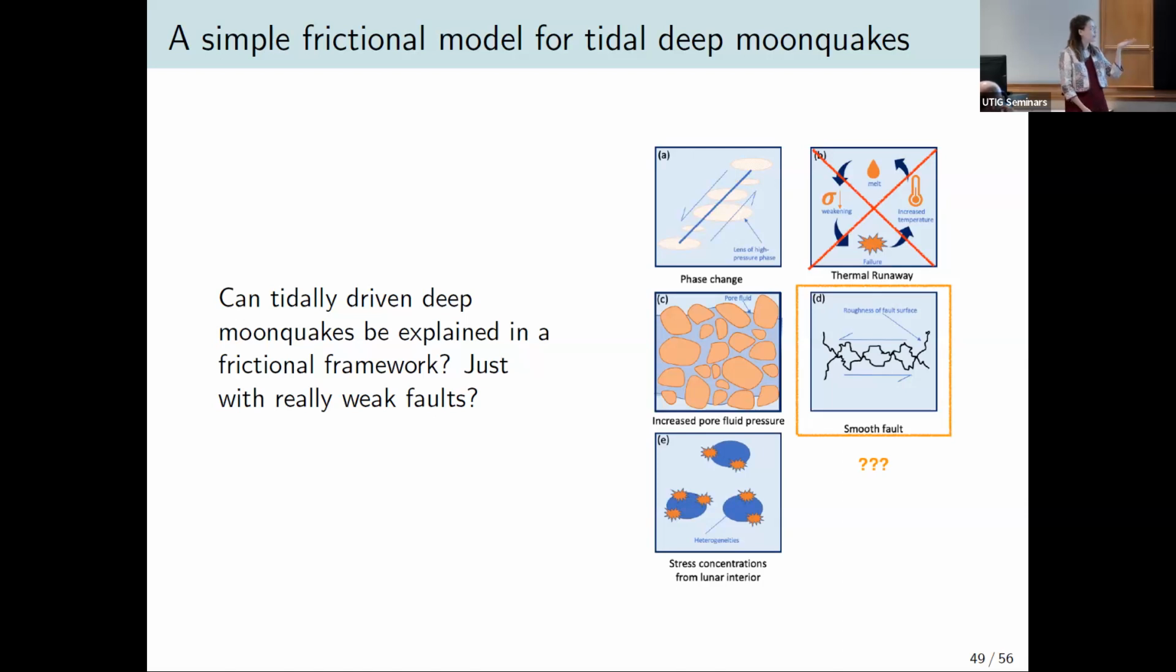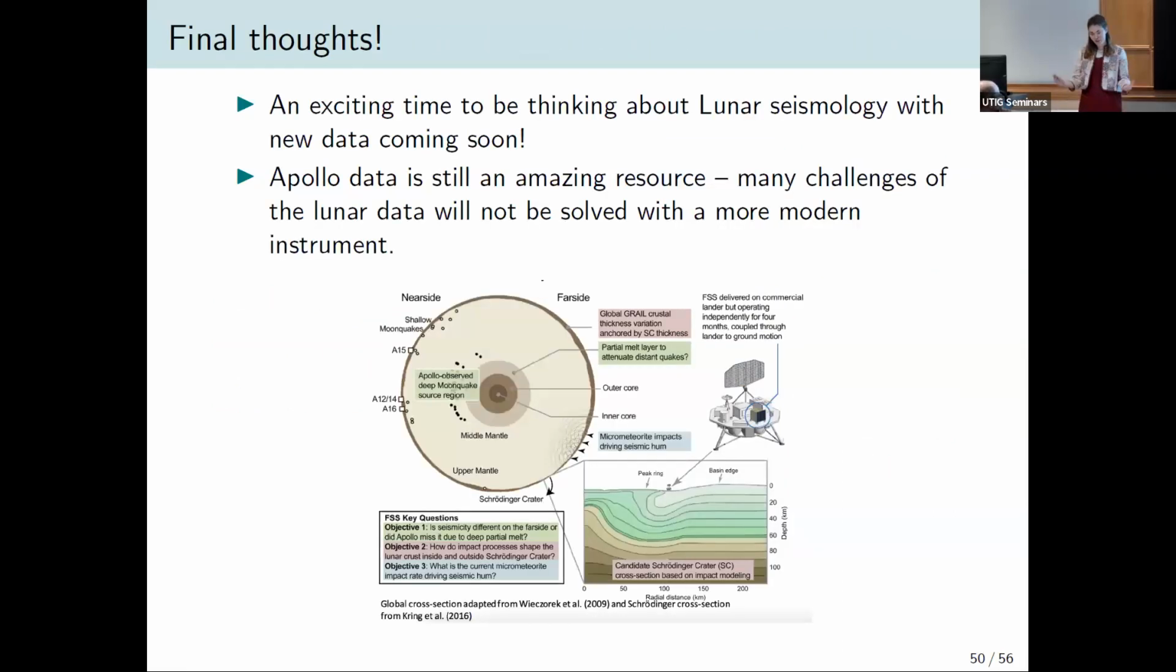And you would just fit it with a proxy for this really smooth fault, making it really, really weak. The idea is, if we make the faults really, really weak in our model, can we make them slip with just the tidal stress? And so that's what I'm hoping to work on soon. And then finally, my final thoughts.